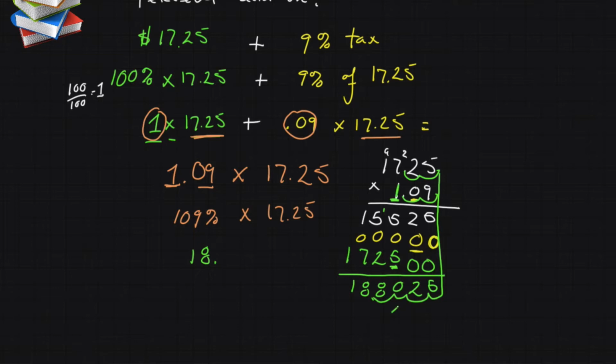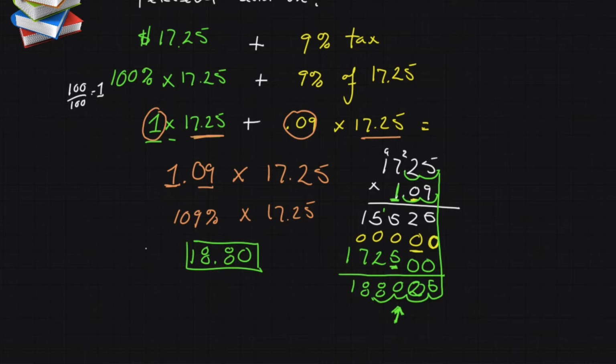And now we're going to round to the hundredths place because we're talking about money, right? Pennies are 100th of a dollar. So we're going to round to the hundredths place. 2 is going to round down to 0. So we'll call this $18.80.